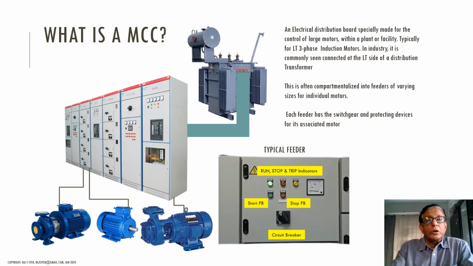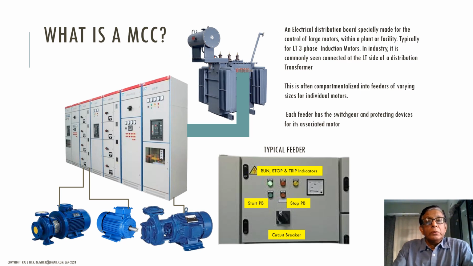And for each motor, there is what is called a feeder. The feeder for a given motor is sized according to the power rating of that motor. If a certain motor is 10 kilowatts, the switchgear in its feeder will correspond to 10 kilowatts. And very often you will find that smaller motors are also there in the MCC, and even though each has got its own feeder, it may not be compartmentalized. Small motors do not need that compartmentalization because the fault level is relatively much lower.